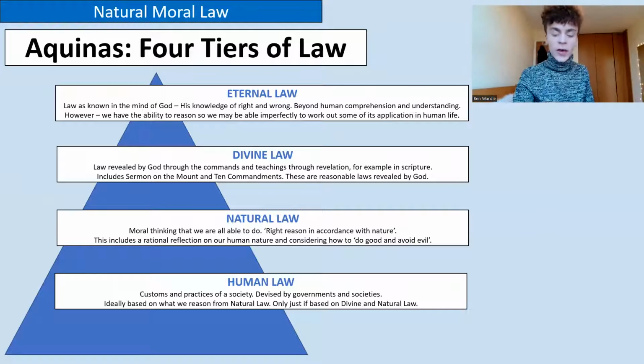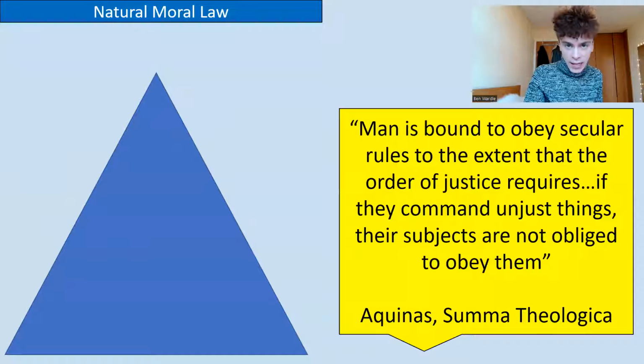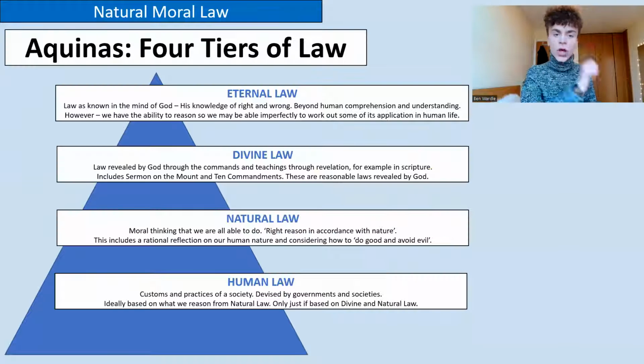And this is really significant because Aquinas writes this in Summa Theologica. He says, "Man is bound to obey secular rules to the extent that the order of justice requires." He says, "If they command unjust things, their subjects are not obliged to obey them." So if I just go back to the 4 tiers of law, what he's saying is you only have to follow what your government is saying or what society is saying if what they're saying is just. And the way we know that it's just is if it's in accordance with the natural law, with the divine law.